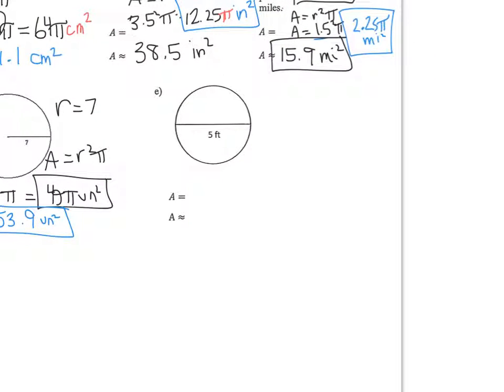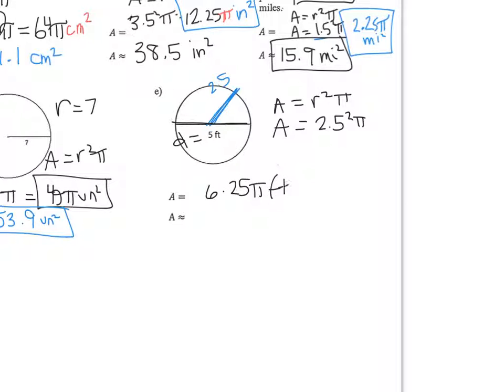And then letter E, area equals r squared pi, area equals, okay, so this time the radius is 2.5 because the diameter is 5, all the way across is 5. So it's 2.5 squared pi, so that is 6.25 pi feet squared. So I put 6.25 times pi is 19.6 feet squared.